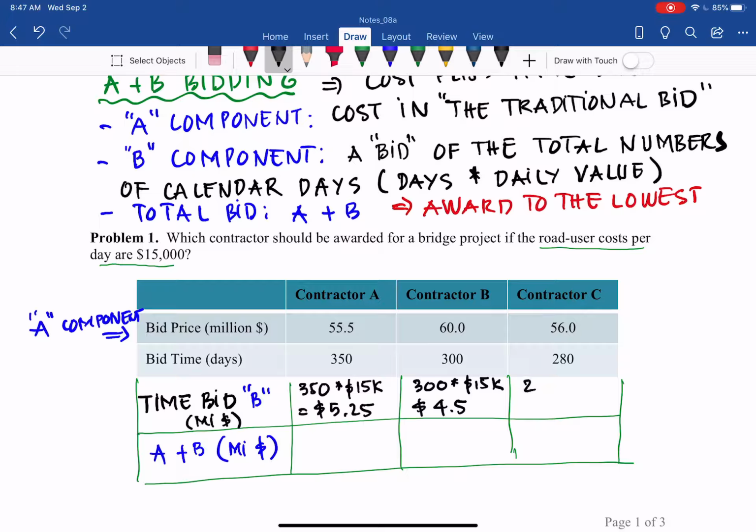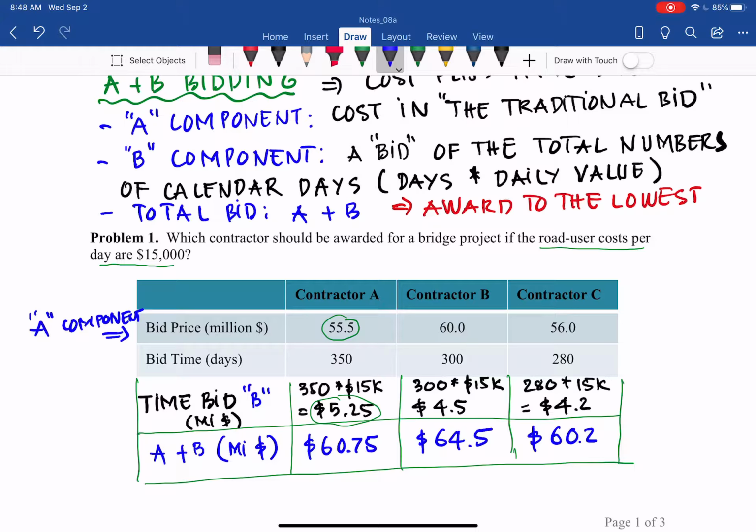And then we have 280 days for contractor C times 15,000 per day. We have $4.2 million. Add the A components in the first row, and then the second component, so we have A plus B. Finally, A plus B in this case is 75 million for A, 64.5 million for B, and for C we have 60.2 million.